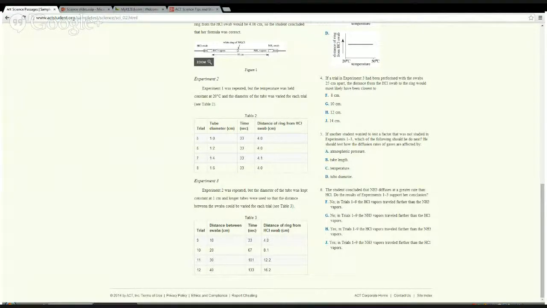And the answer here is J, yes, they do support her conclusion because the vapors traveled farther. The NH3 vapors traveled farther than the NCl vapors. So that would be why. And we can look at the distance, right, and see if they traveled farther. What we're going to look at is how far they traveled from the swab. So the answer there is J.